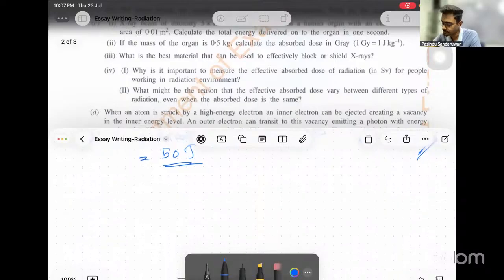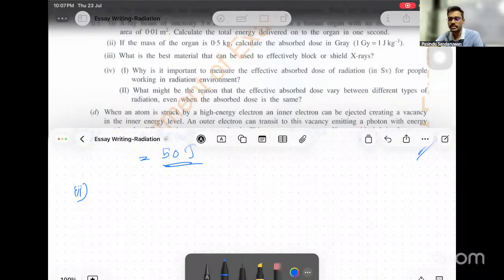Then the third one. What is the best material that can be used to effectively block or shield X-rays? That is an open question. What is the best material that can be used to shield X-rays?